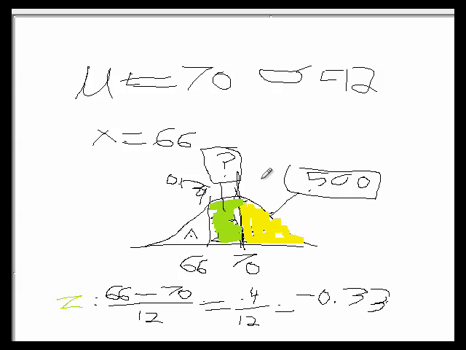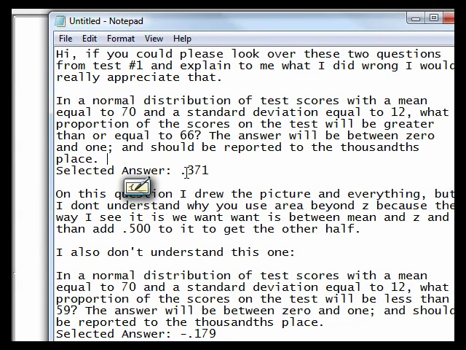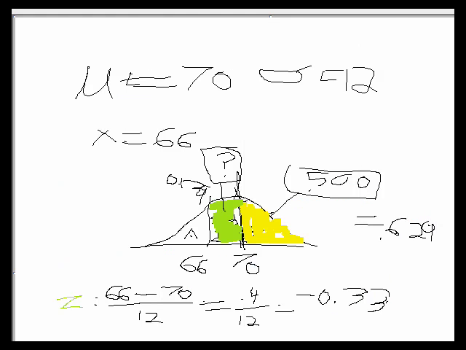Okay, so now we got to add up this 0.129 with this 0.500 to get the answer. And the answer comes out to be 0.629. So that lets us know the proportion of people who have a score of 66 or greater. This person had typed in 0.371 and got the answer incorrect. Well, let's find out why.